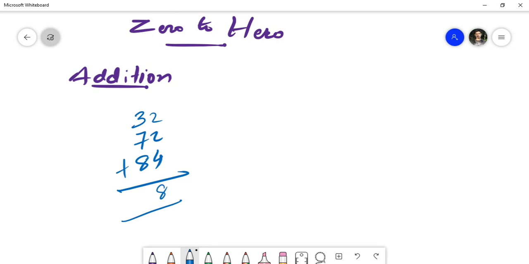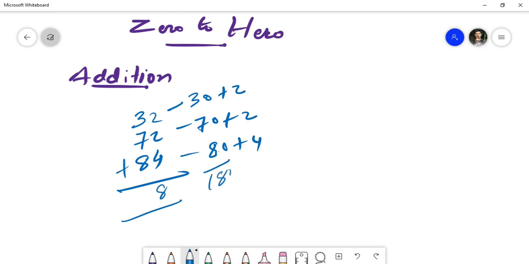No need to do it this way. If you want to do it in a faster way, you think like this. This is 30 plus 2. This is 70, so it will be 70 plus 2, and this is 80 plus 4. Now you just see 3 plus 7 is 10, means 30 plus 70 is 100, 100 plus this is your 180, isn't it? And this side, how much? 2 plus 4, this is your 8. So you can just try. If you try properly, then you can calculate this in your brain also. I don't think this is very hard. This is very easy, I guess. If it's not easy for you, then you can go for the traditional way, the way you learned.